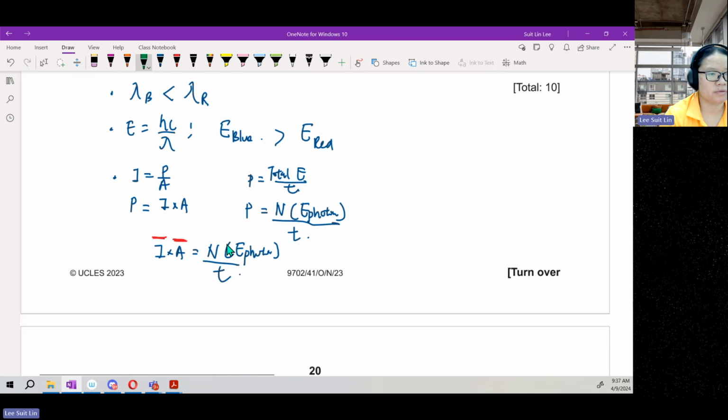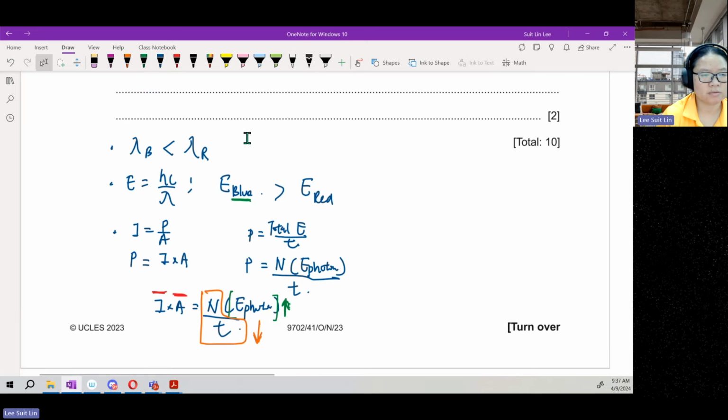Energy of photon for blue increases. Blue is greater because I replace red with blue. So if the energy of a photon increases and I want to keep the other side constant, what happens to the number of photons per unit time? Decreases. I think several of you have already asked the question multiple times in many different ways. So it's important to understand that if intensity is kept constant and I need to make larger photons, then I cannot make that many photons, so I get fewer photons per unit time.